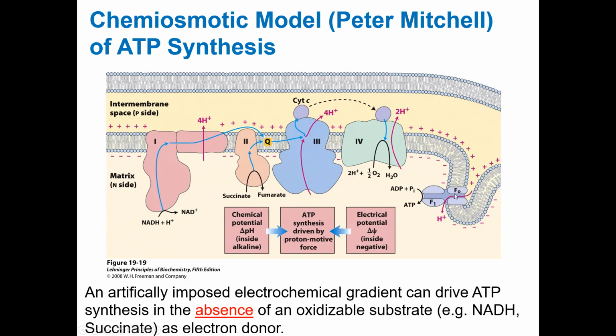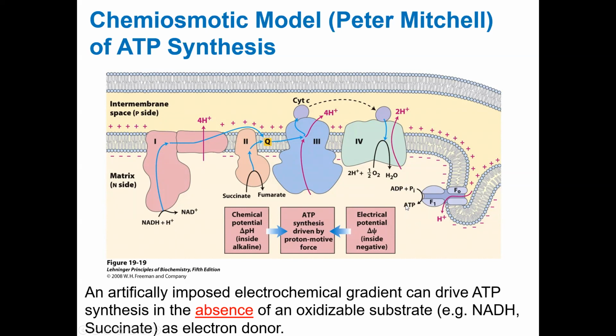When those protons come in through F naught, F1, ATP synthase will do rotational catalysis, and I will show you in a little bit what the detailed structure of that is and where catalysis happens. But basically that proton movement down its electrochemical gradient will do this rotational catalysis, whereby bringing in ADP and inorganic phosphate to generate the ATP molecule.